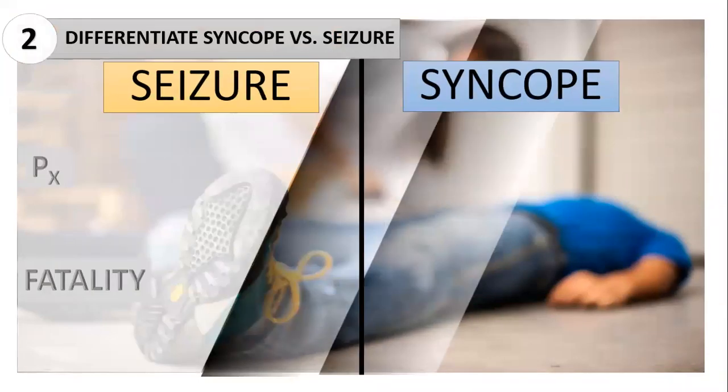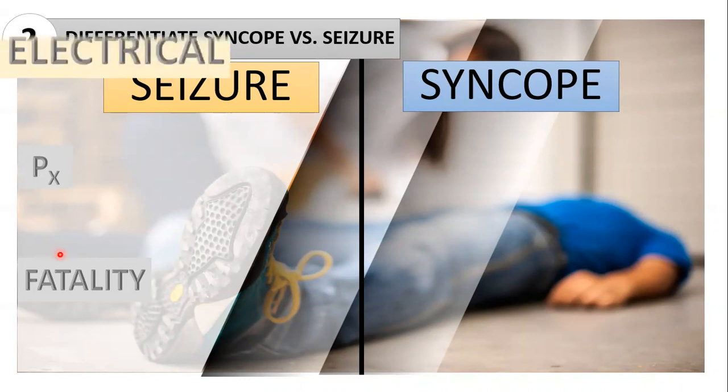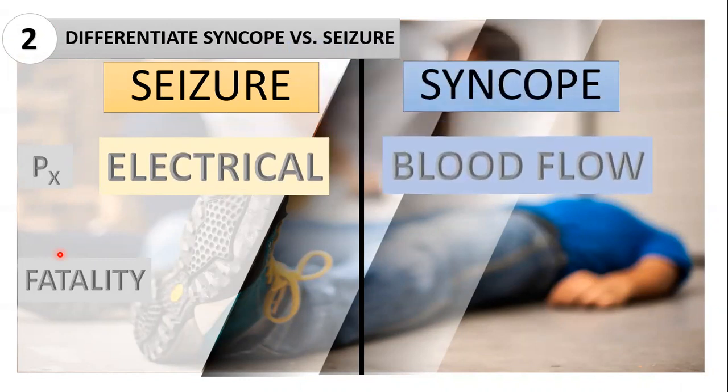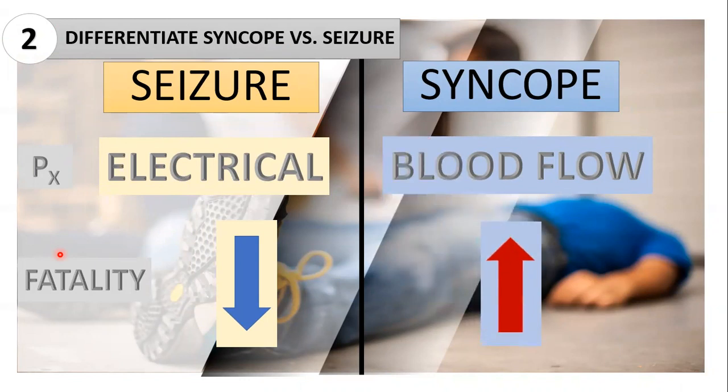Let us differentiate the two according to pathophysiology and fatality. As for seizure, it is related to aberrant electrical activity in the brain, while syncope is related to decreased blood flow or perfusion to the brain. With regards to fatality, seizure has lower potential of fatality compared to syncope, where the fatality is higher. For this presentation, I would like to focus more on syncope because of the associated higher mortality, and seizure will be discussed in a separate video.